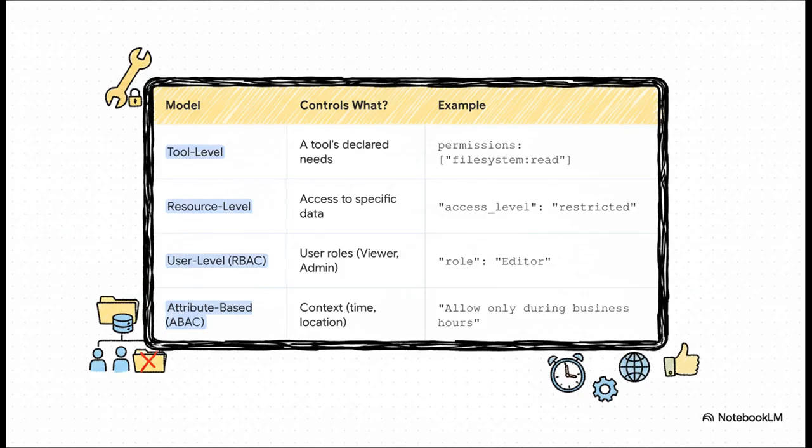Below that is user level, which you probably know as role-based access control, or RBAC. That's about what the person can do. Are they a viewer, an editor, an admin? And finally, the most advanced layer is attribute-based access control, or ABAC, which adds context. Things like, is it business hours or are they in the right country, for super fine-tuned control.